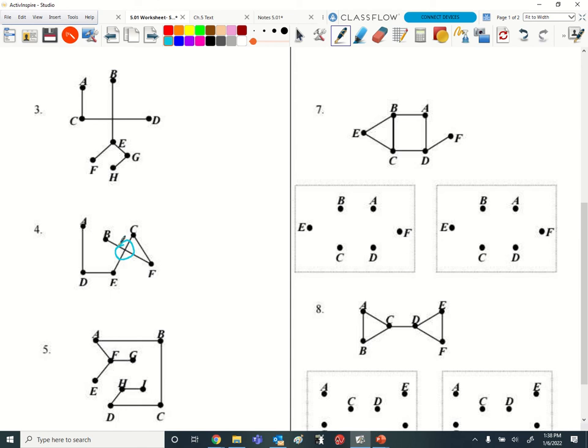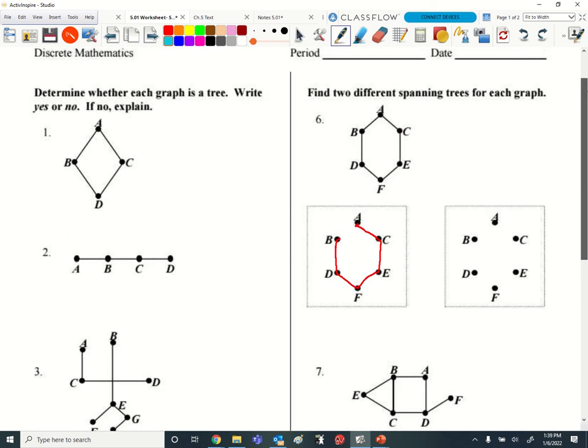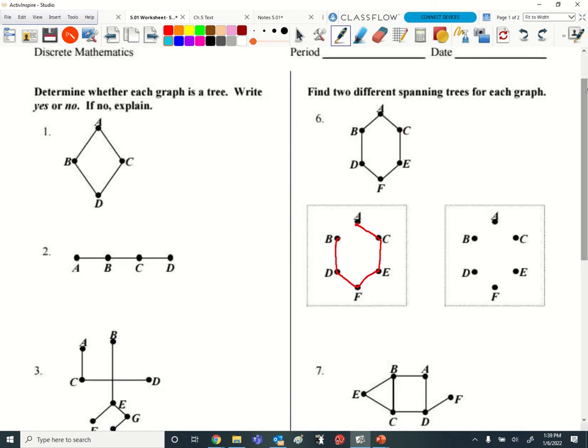Yes, árbol. All right, five. What do we get for five? Is it yes or no? Yes, it is a tree. Does that make sense? Okay, good. And let's look over here. Find two different spanning trees for each graph. That's all you have to do.